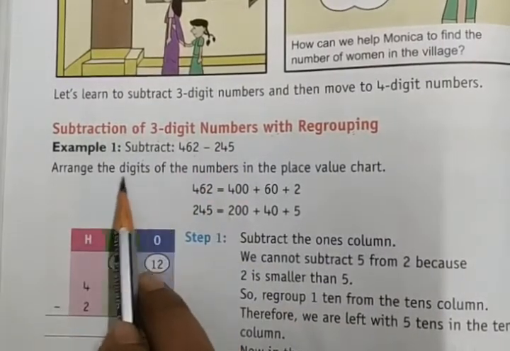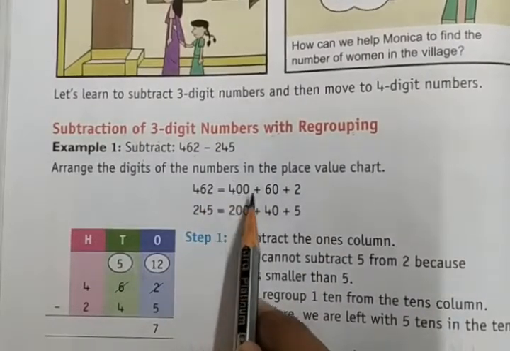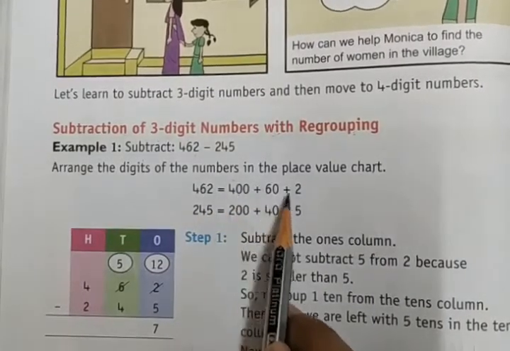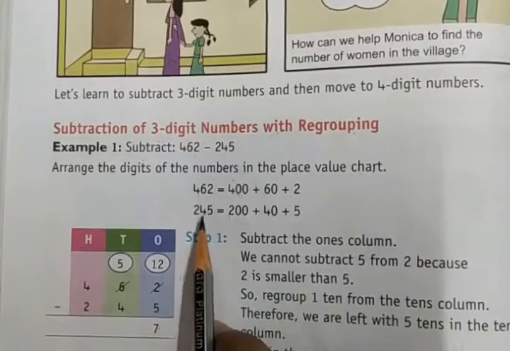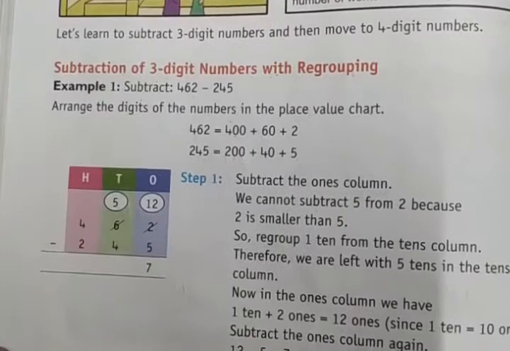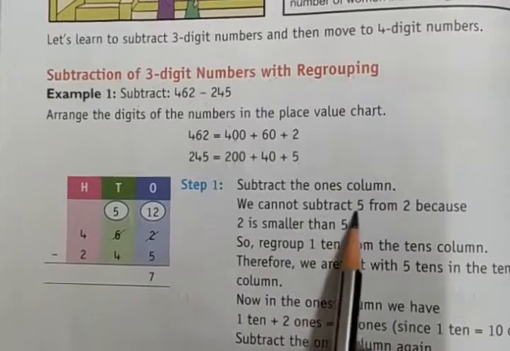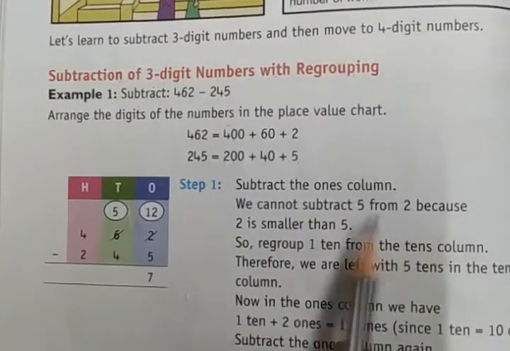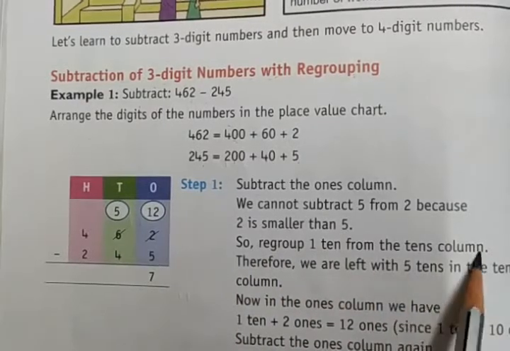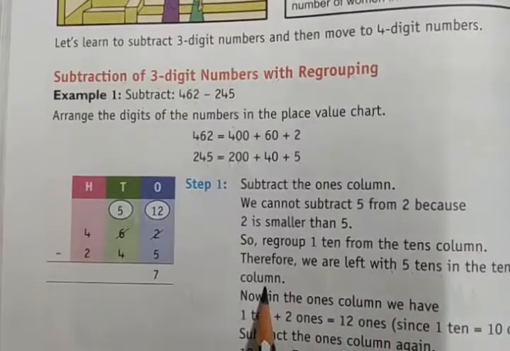Arrange the digits of the numbers in the place value chart. 462 is equal to 400 plus 60 plus 2. 245 is equal to 200 plus 40 plus 5. Expanded form you know, right? Then subtract the ones column. We cannot subtract 5 from 2 because 2 is smaller than 5. So regroup 1 ten from the tens column. Therefore we are left with 5 tens in the tens column.